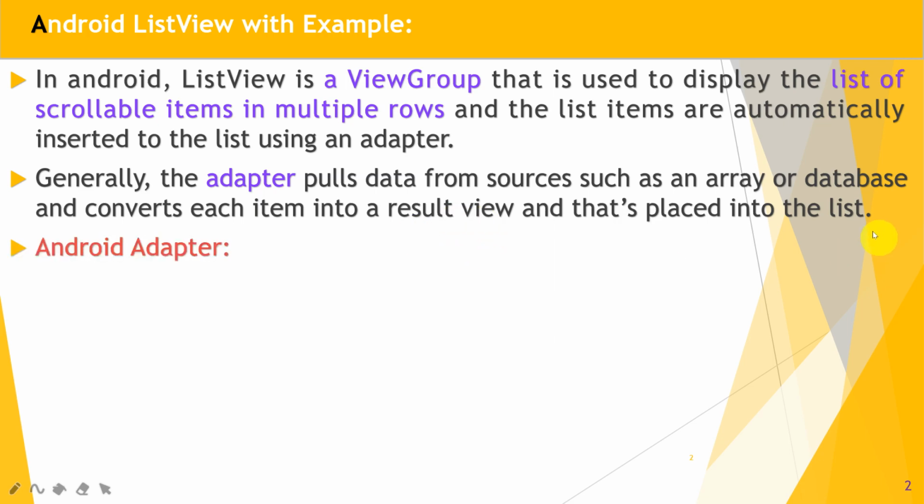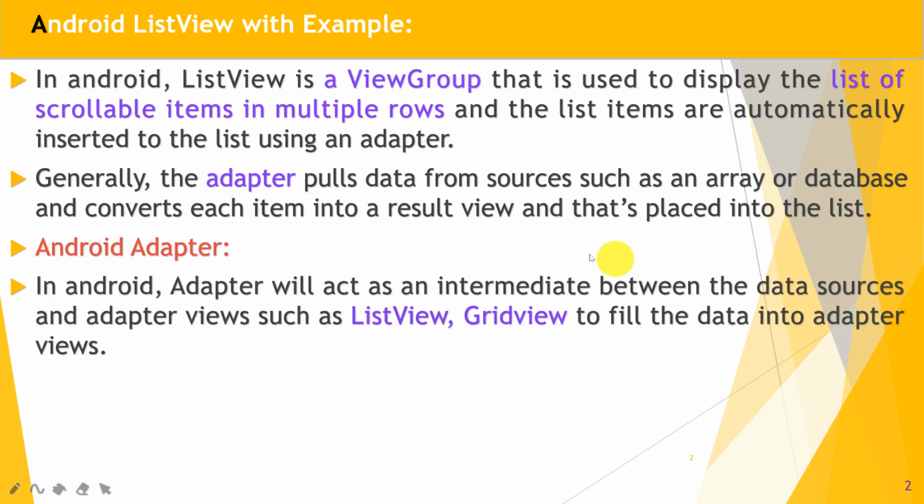So in Android, the adapter will act as an intermediate between the data source and adapter views such as list view and grid view. List view and grid view are adapter views, and the adapter acts as an intermediator between the databases and the adapter views, to fill the data into them. In today's lecture, we will see list view in detail with a suitable example.